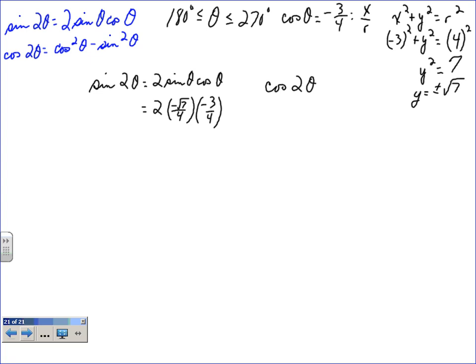So let's multiply that together. 2 times square root of 7, negative times negative is positive. 2 times square root of 7 times 3 would give me 6 square root of 7 over 16, which is 3 square root of 7 over 8, and that's the sine of 2 theta.